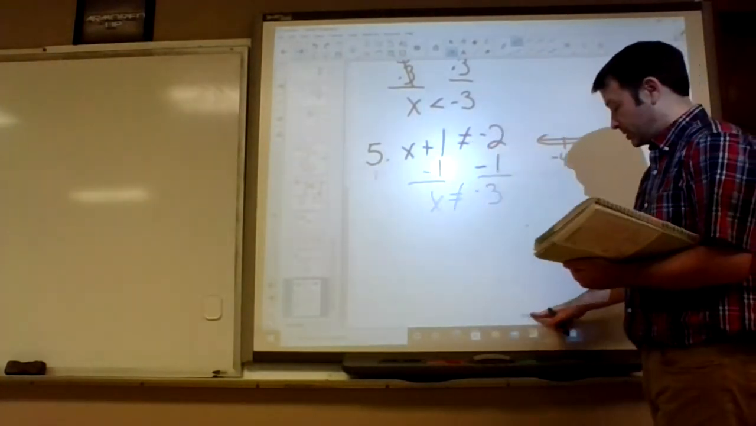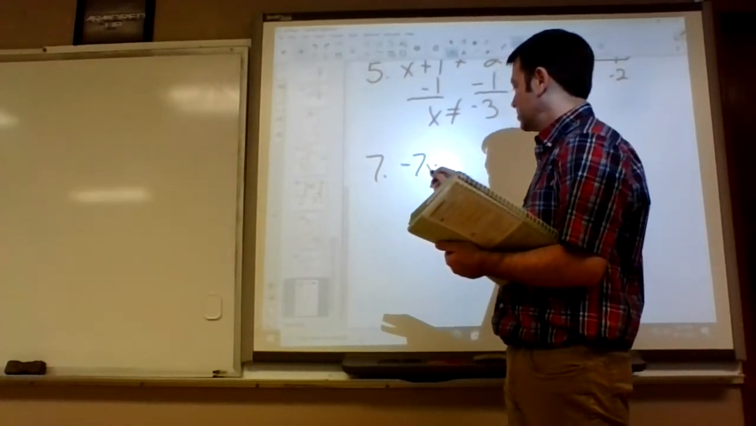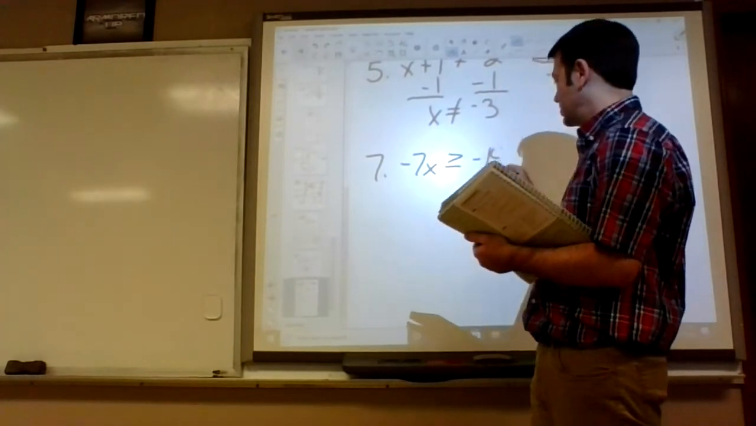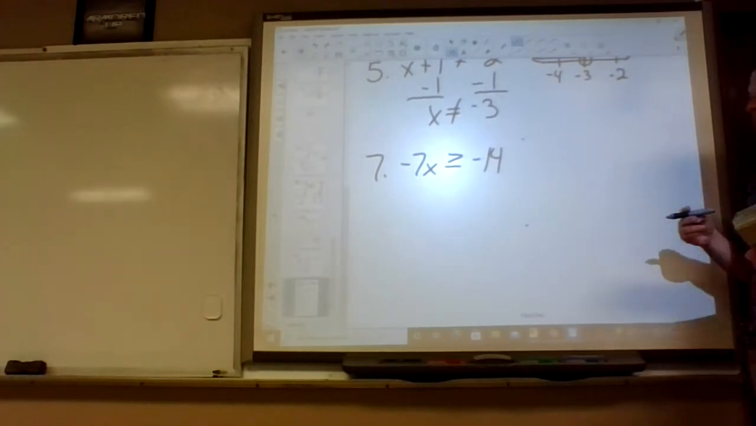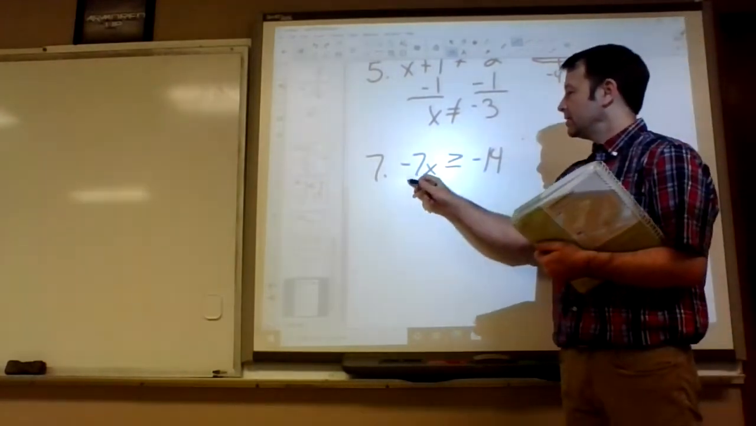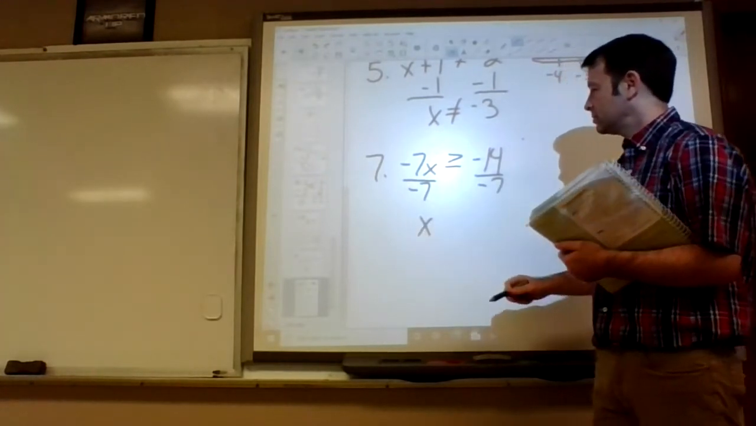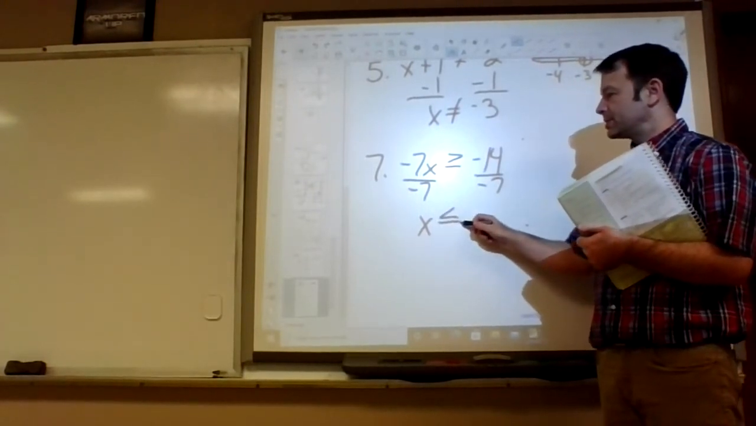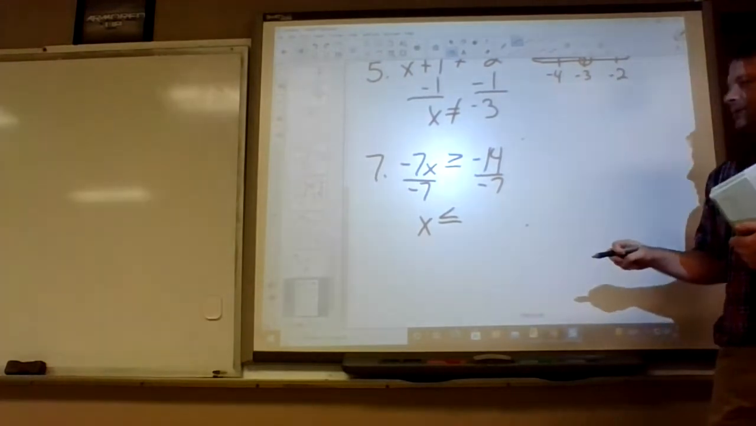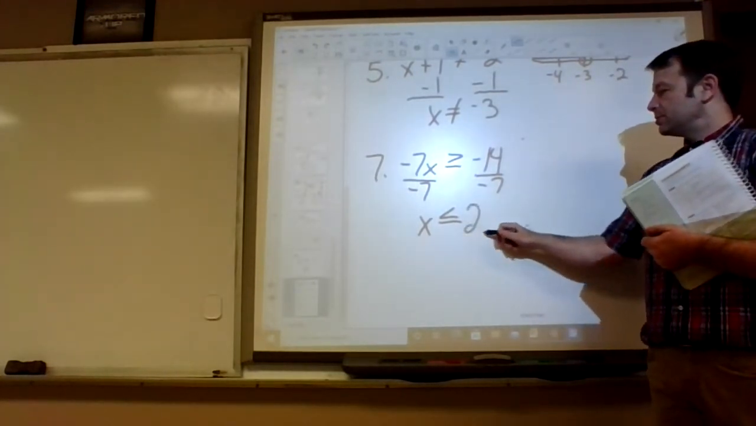Number 7 says negative 7x is greater than or equal to negative 14. All right, Forrest, what do I do on this one? You divide by negative 7 and then you flip it around. The inequality switches because we're dividing by a negative. What's negative 14 divided by negative 7? 2.